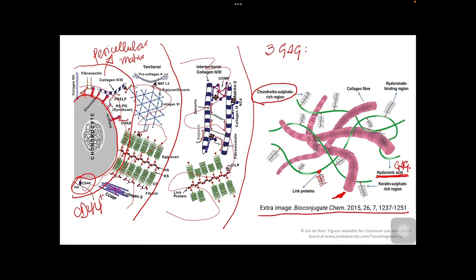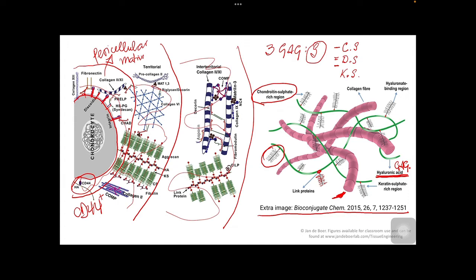Glycosaminoglycans are structures that are sulfated, so they have sulfur atoms in their structure. And the main three that you can find in cartilage are chondroitin sulfate, CS, dermatan sulfate, DS, and keratan sulfate, KS, right? And these are the different glycosaminoglycans that you will find linked to the main string of hyaluronic acid.